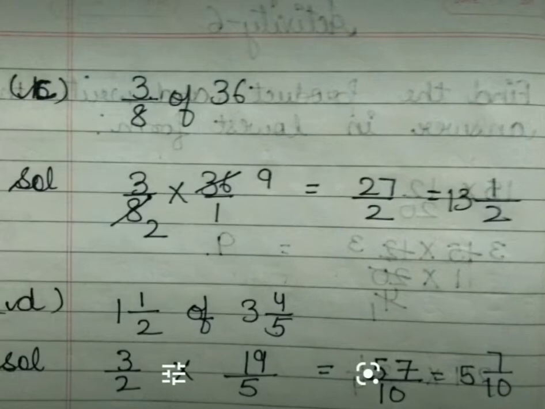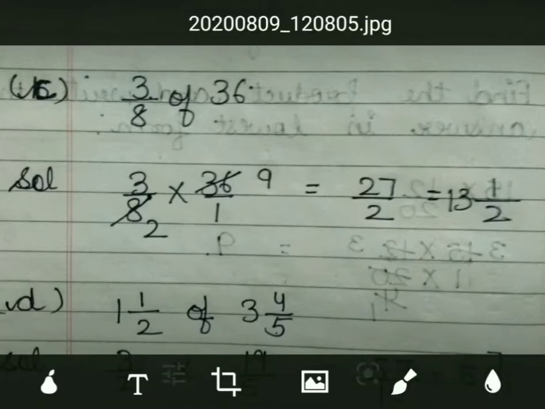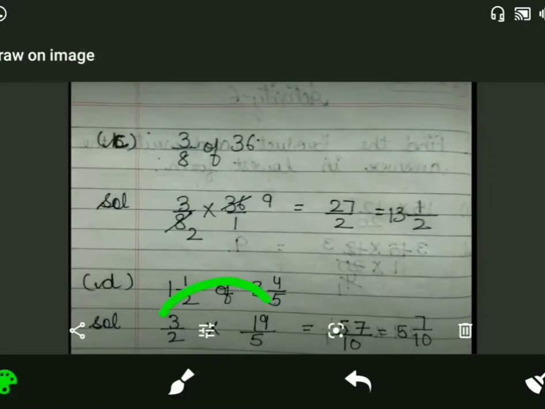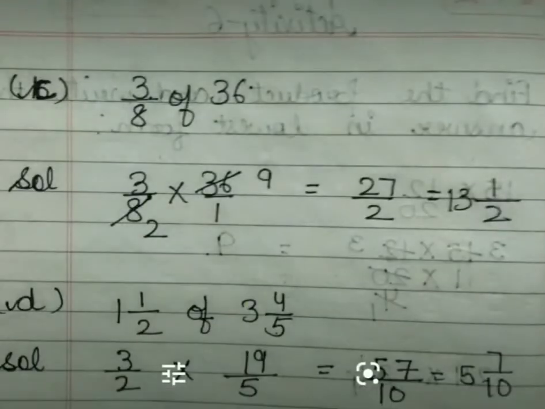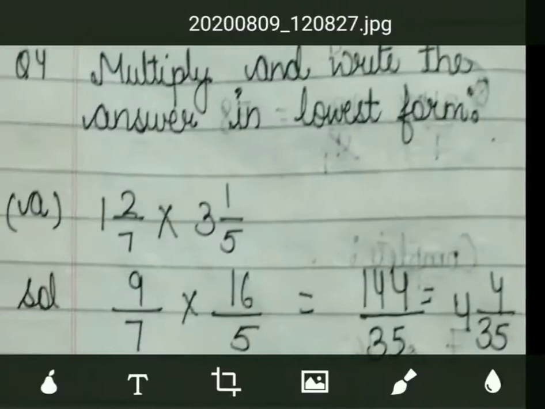3 and 2 you can't cut because 3 and 2 do not come in one table. 3 and 5 also do not come in one table. 19 and 2 also do not come in one table. 19 and 5 also do not come in one table. So what do you do? Now you have to multiply numerator with numerator. 3 multiplied by 19, 57 comes, and 2 5s are 10. Clear? After that, student, what you do? You will see it is in improper form. You convert in a mixed form by dividing it. Clear? Means question 2, 3, 4 all are same. Only we do cutting over here.